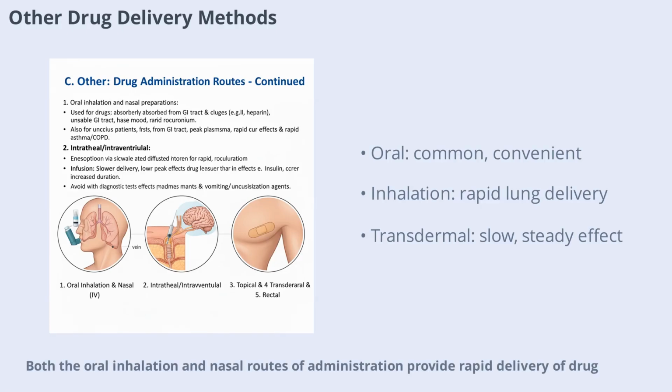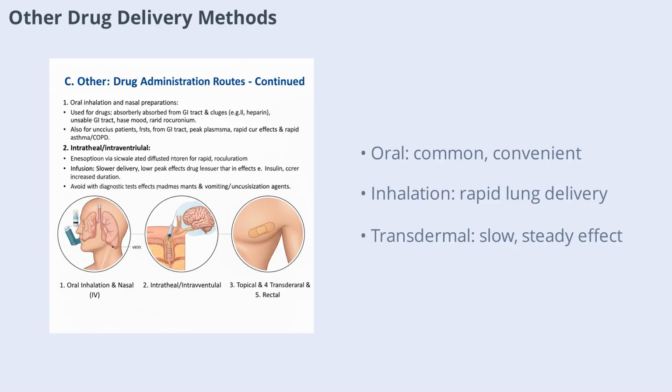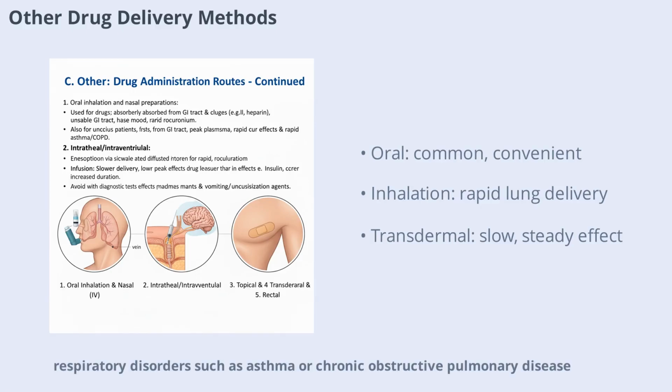Both the oral inhalation and nasal routes of administration provide rapid delivery of drug across the large surface area of mucous membranes of the respiratory tract and pulmonary epithelium. Drug effects are almost as rapid as those with IV bolus. Drugs that are gases, for example, some anesthetics, and those that can be dispersed in an aerosol are administered via inhalation. This route is effective and convenient for patients with respiratory disorders such as asthma or chronic obstructive pulmonary disease because drug is delivered directly to the site of action, thereby minimizing systemic side effects. The nasal route involves topical administration of drugs directly into the nose, and it is often used for patients with allergic rhinitis. 2. Intrathecal, intraventricular.